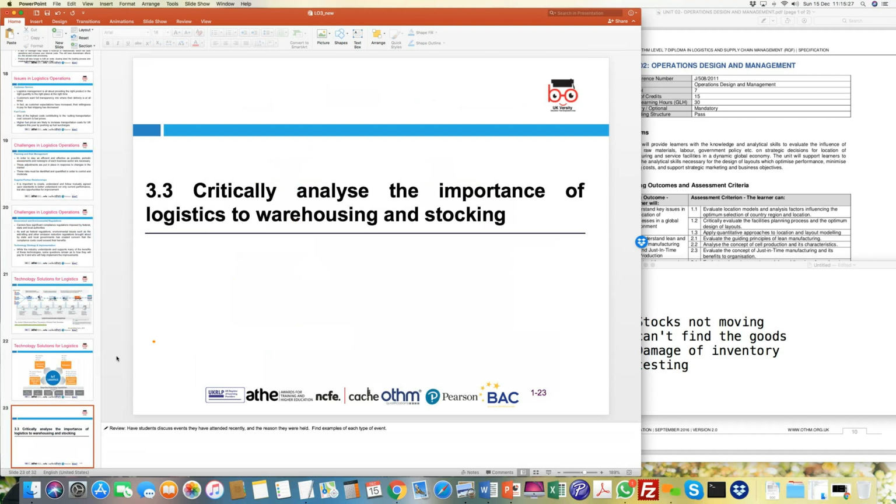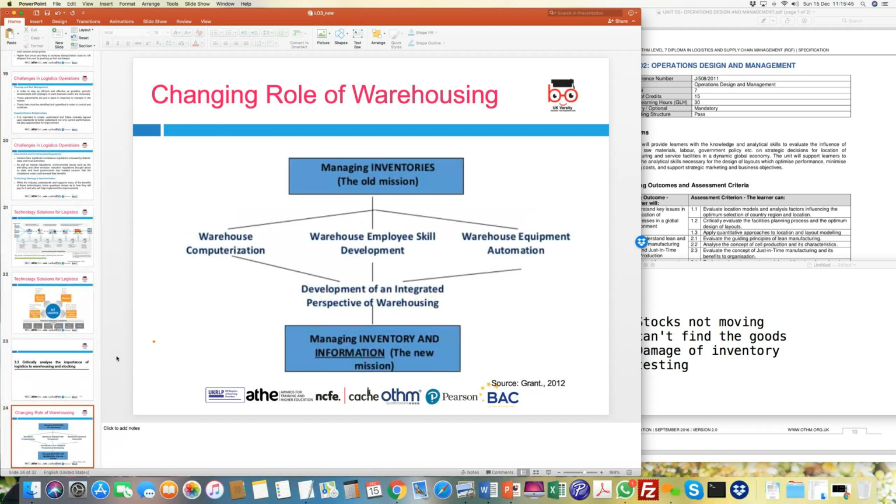Now, the last learning outcome that we want to understand in this is how do we look at the importance of logistics to warehousing. So we have concentrated in the first two parts on warehousing in particular. But what is the involvement of logistics, or say the transportation side of things, to warehousing? So let's link it up together.